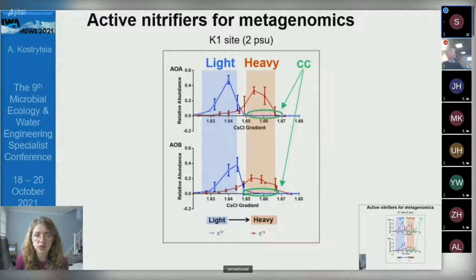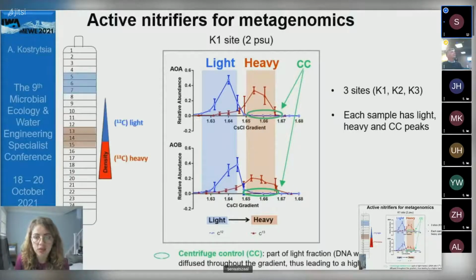We also pooled together light fractions, in a blue highlighted area for the control and a green circle for the centrifugation control. The same was done for each of the sites, in triplicates. In total, we did 26 samples.